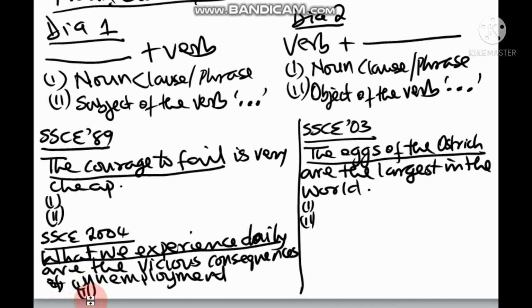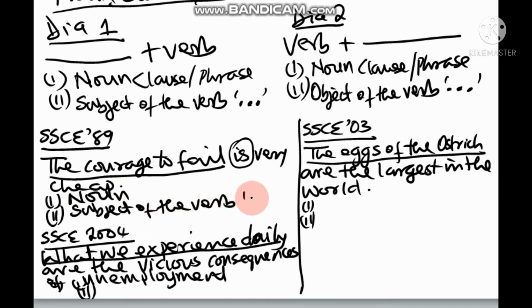Okay, now if we look at these three examples, you would agree with me that they all fall under diagram number 1. Diagram number 1 says underlined word plus verb should be called a noun, subject of the verb. So if we look at the courage to fail, it is coming before the verb is. So it agrees with our diagram number 1. So let us write a noun, and let us call it subject of the verb is.